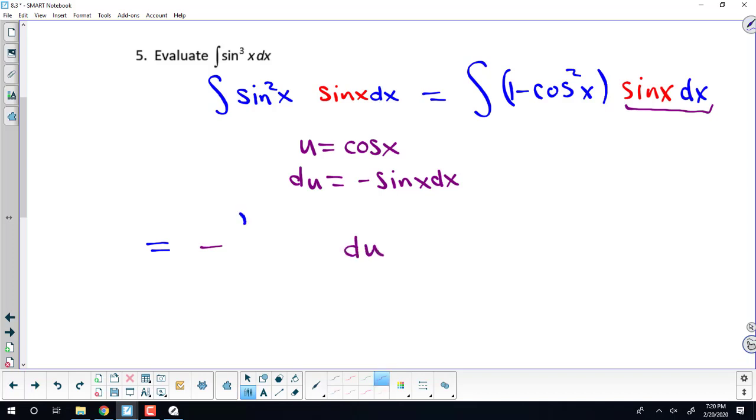So we need that minus out here, and the sine x dx is turning into du. We still have this integral. 1 minus cosine squared is now 1 minus u squared. Any questions about that?